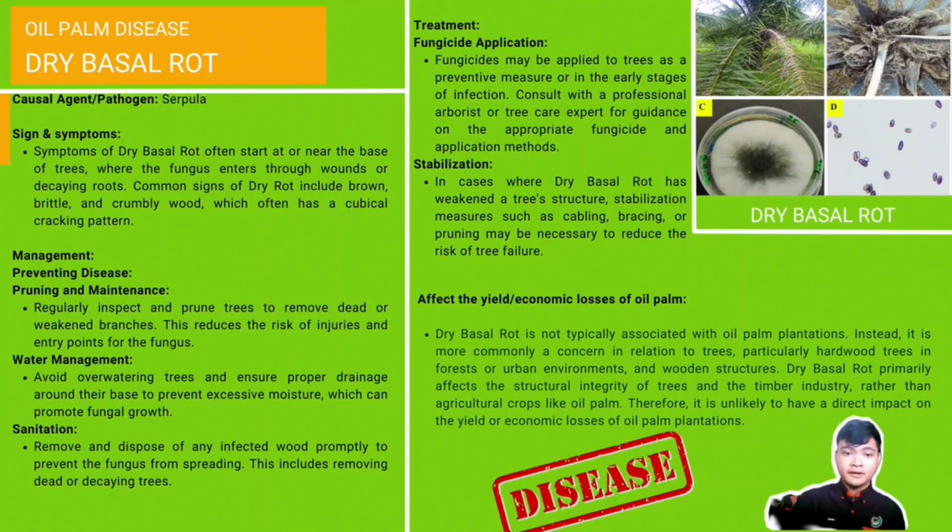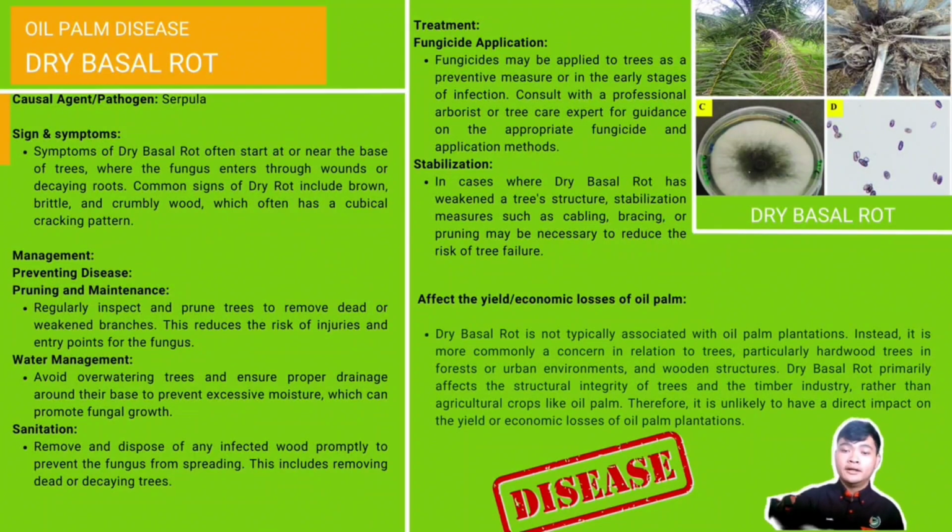For the treatment, with fungicide application, we apply it to the tree as a preventive measure or in the early stage of the infection. For stabilization, in case the dry basal rot has weakened the tree structure, stabilizing measures such as cabling, bracing, or pruning may be necessary to reduce the risk of tree failure.